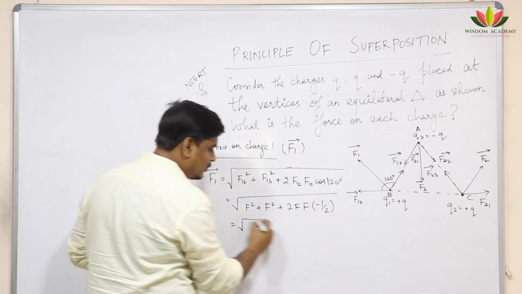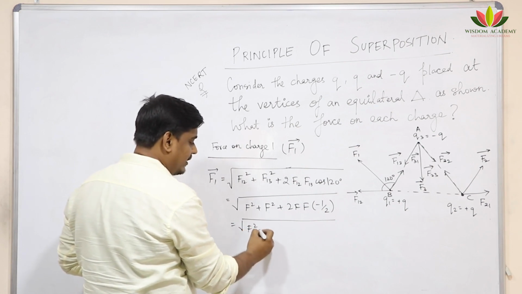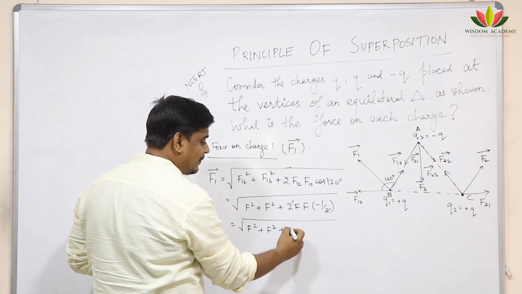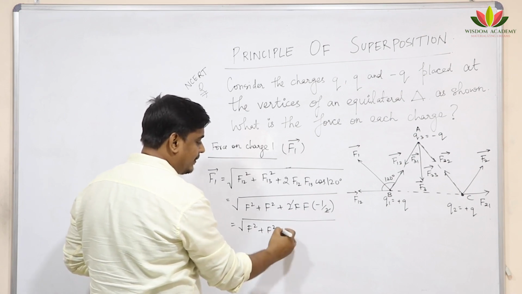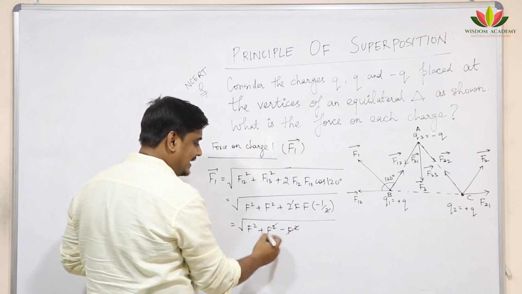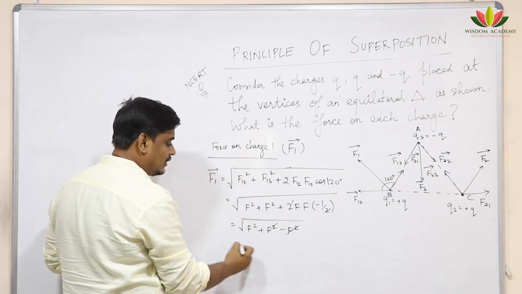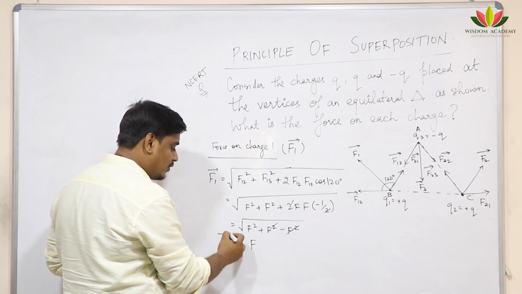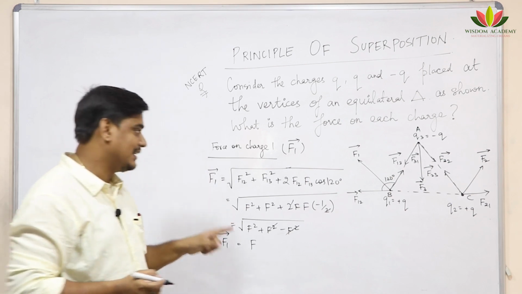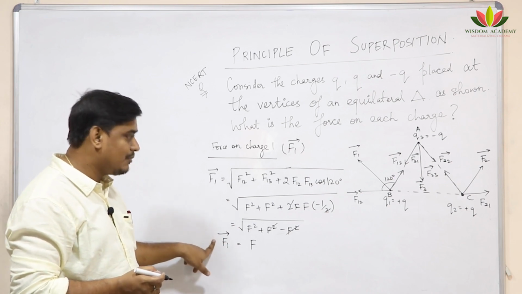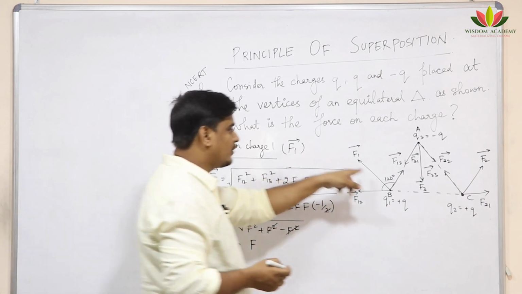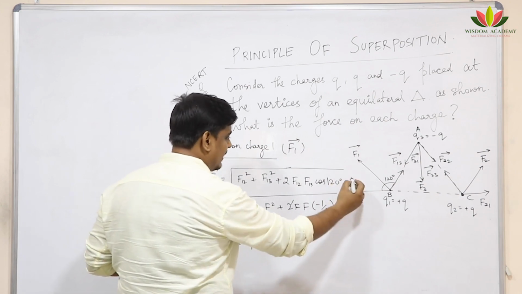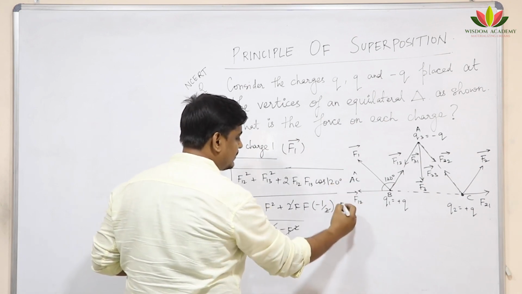Now what it will give to me? It will give me root over F square plus F square plus, this 2 will get cancelled, I'll get minus of F square. I'll write it here directly, minus F square. These 2 get cancelled and I get root of F square, which is F. So what is the net force on the first charge? It is F. Remember that whenever you are writing a vector, we must write a direction also. So I told you direction of F1 is parallel to AC. So I can write here AC cap. Right from here I can write AC cap.